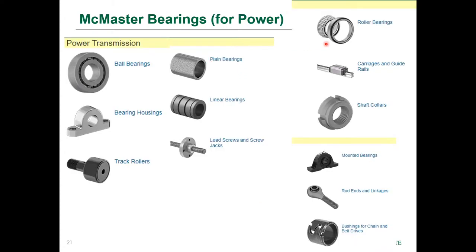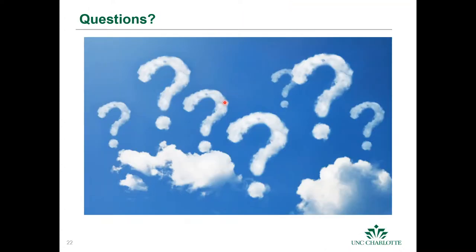These are just some pictures from McMaster. These are power transmission bearings. You'll notice some of the similar images that we saw earlier. This is what we covered in the first lecture, plane bearings. And these are your roller bearings. If you click on any one of these, you're going to get even more options. So there's definitely a wide range of components that you can choose to have relative motion, relative velocity between components.